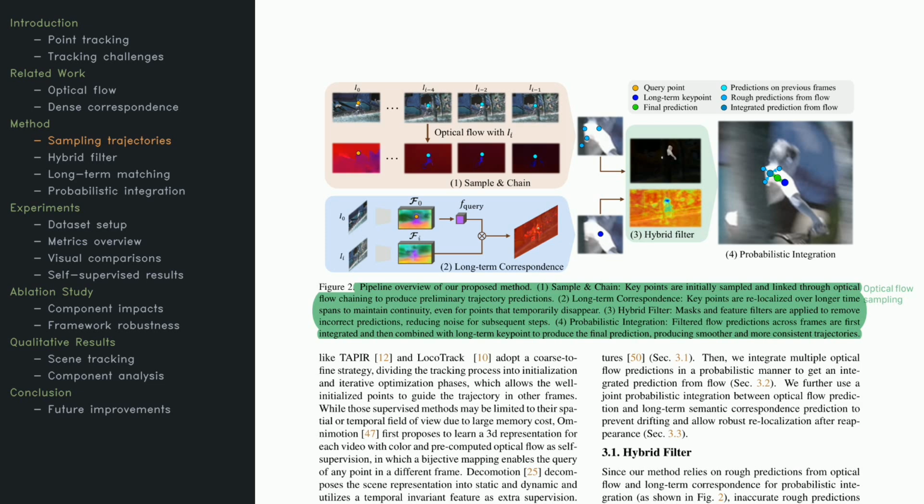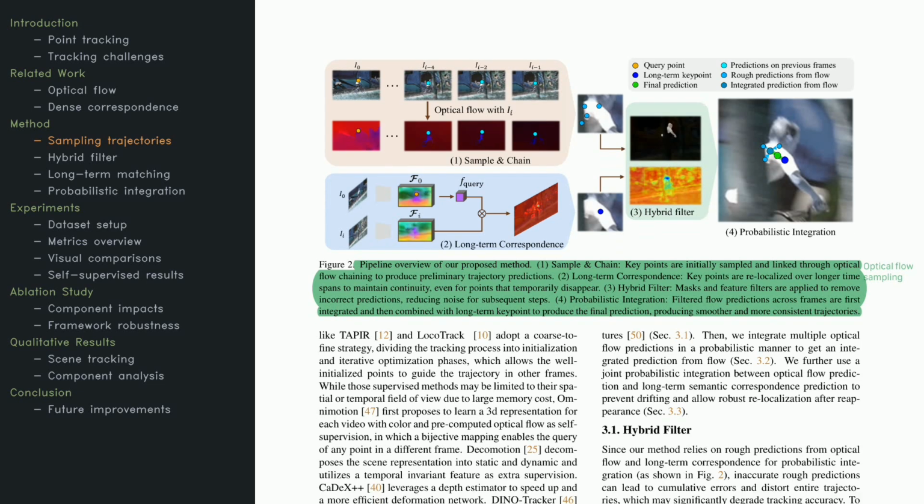Then we get to the hybrid filter. This part applies masks and feature filters to get rid of noisy data, leaving behind cleaner trajectory candidates. Finally, probabilistic integration brings it all together by merging filtered predictions with the long-term correspondences. This last step creates smoother motion trajectories, using both short-term optical flow and long-term cues. Overall, these 4 steps work as a solid framework to handle difficult tracking scenarios, including occlusions and drift.